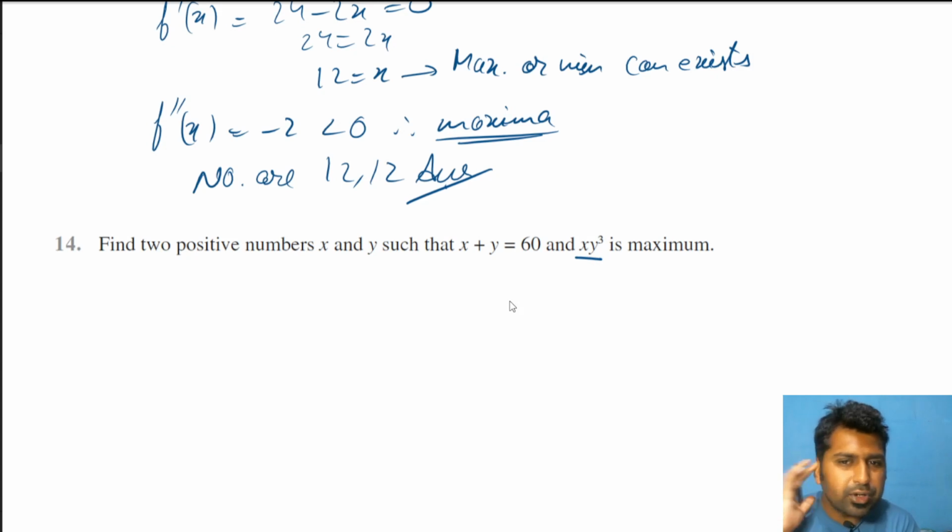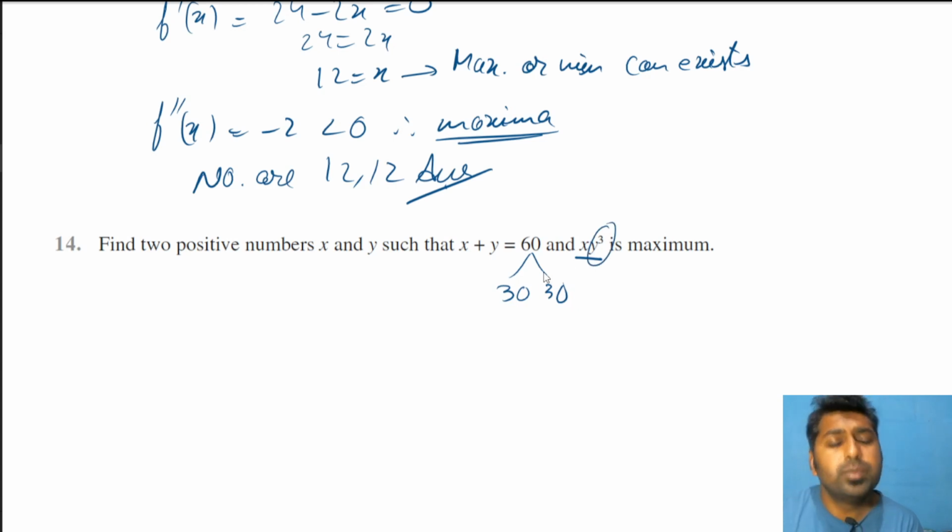Now this time I cannot play with symmetry. The reason being, if I divide this into 30 and 30, let's say x is 30, y is 30, clearly y cube is there, so it's the more dominant factor. If I increase my y and decrease my x slightly, clearly I can get this product more. So this time symmetry will not help you. Not every question will be done like that.